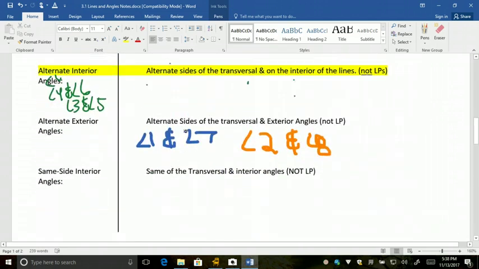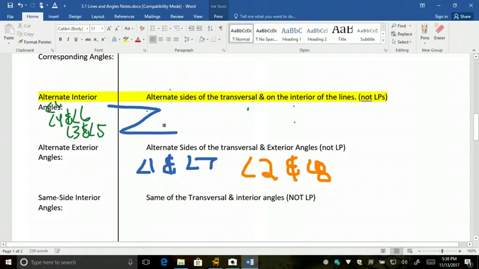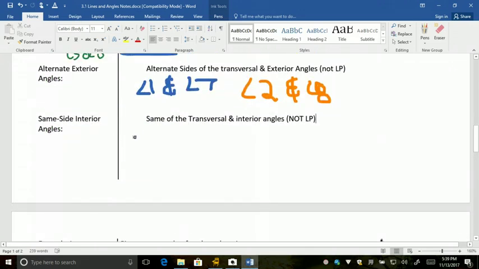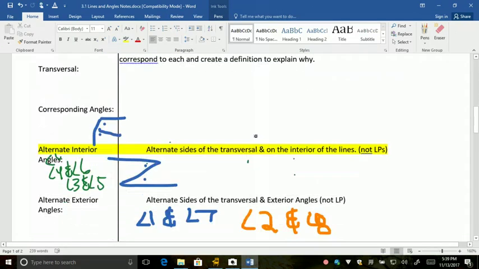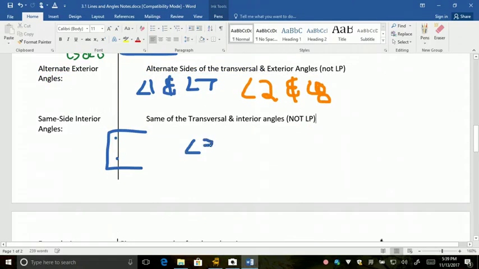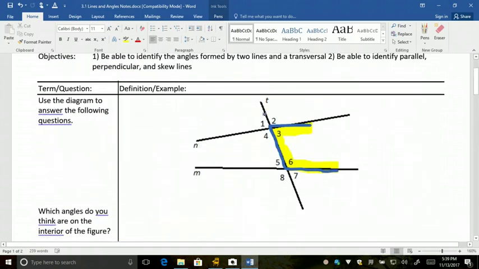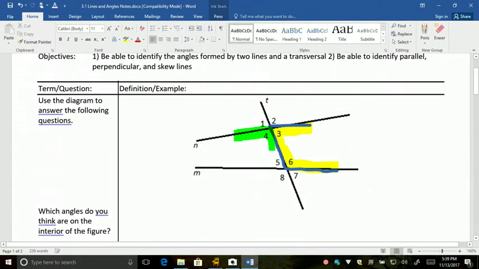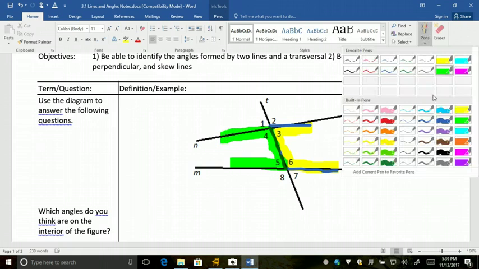So for alternate interior, we're looking for inside the Z. For corresponding, we're looking for under the letter F. And for same side interior, we're looking for inside the letter C. So for our picture, that's angles 3 and 6. And we also have angle 4 is on the interior, angle 5 is in the interior. There's our letter C, angles 4 and 5.